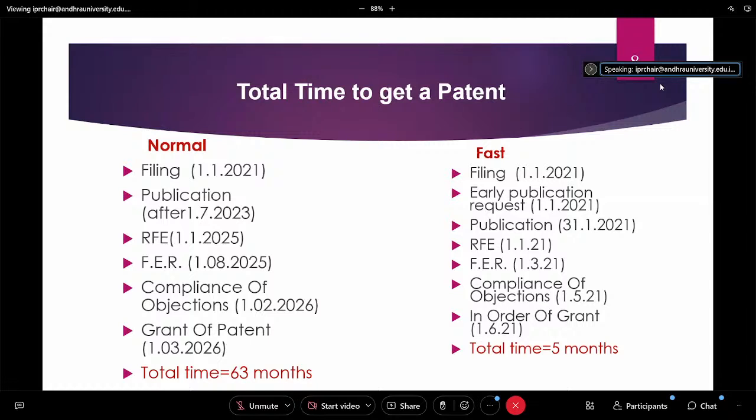You can see the difference, how faster this is. On your left hand side, you can see it is 1st July 2023. On your right, you can see it is 31st January 2021, just within a month. Then RFE is for request for examination. Please remember, if you do not file the request for examination, your patent application will not be examined.